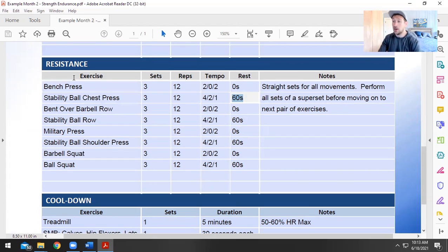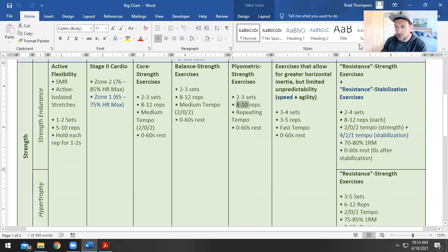So they're going to do a bench press, which is a strength movement, and they're going to pair that with a stability ball chest press, which is a stabilization movement. They're going to do a barbell row paired with a stability ball row, right? So strength to stabilization. That's how we apply strength endurance, right? Resistance strength plus resistance stabilization.